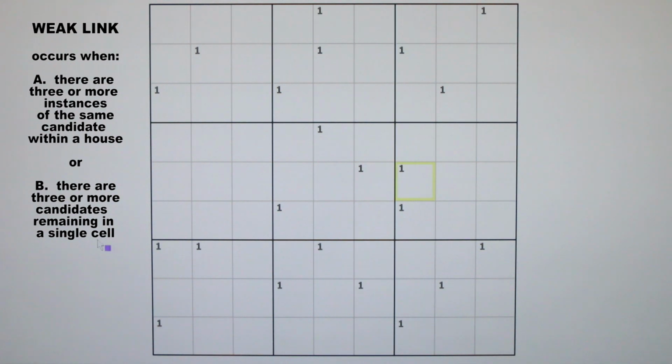Like, we'll go back to these ones again. There are 3 ones in this house, in this block. So there can only be a weak link between any two of them. So between these two, there's a weak link. Between those two, there's a weak link. And between those two, there's a weak link.